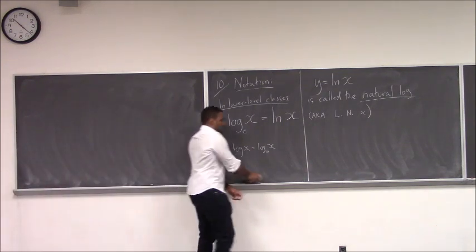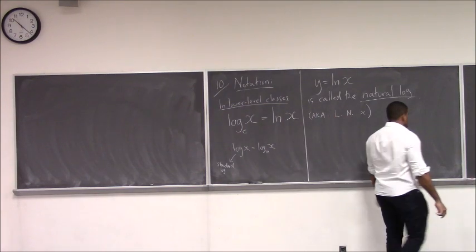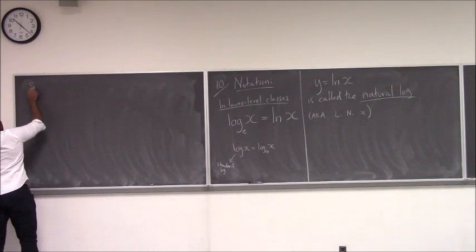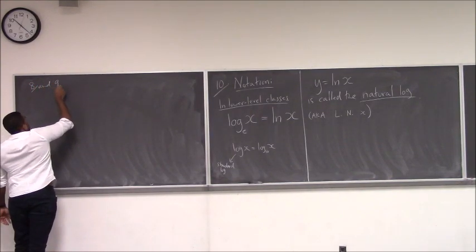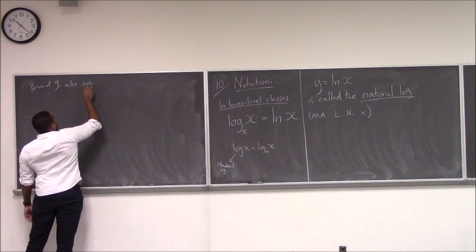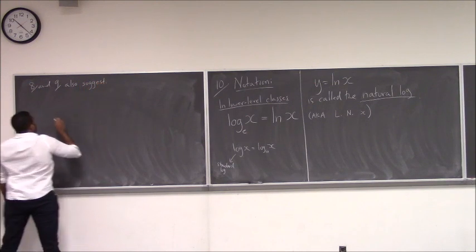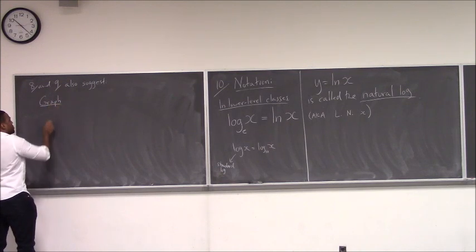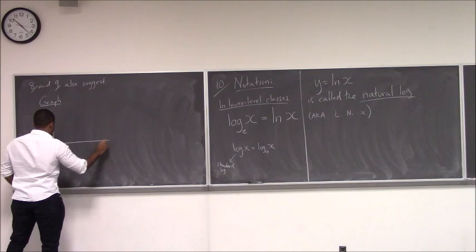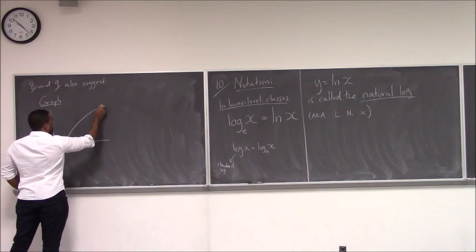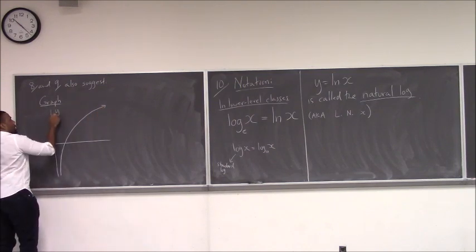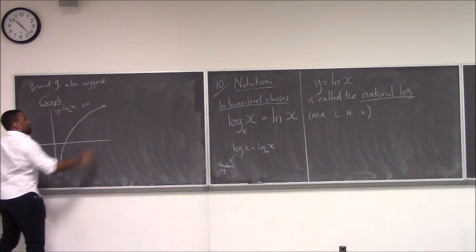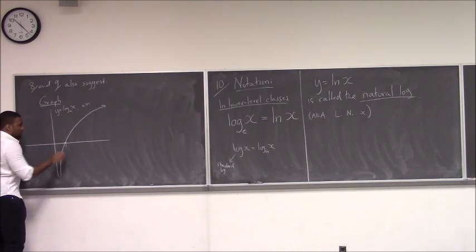Let me just finish off with the graph. We'll do a little bit of computation with these at the beginning of next class, but for now, let me just finish off with the graph. 8 and 9 also suggest the following. The graph of a logarithm will look like this: y equals log to the base a of x, where a is bigger than 1. It will pass through 1 here.